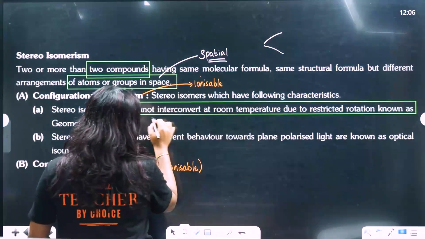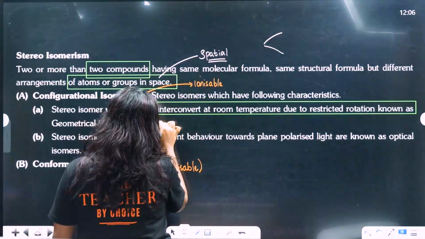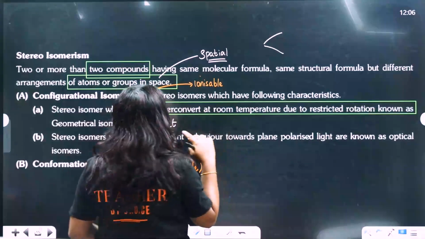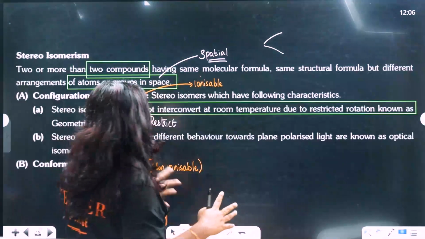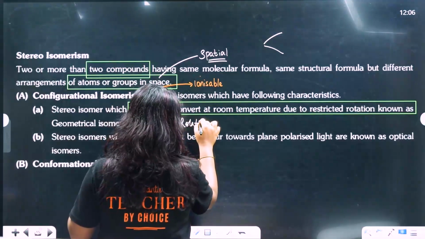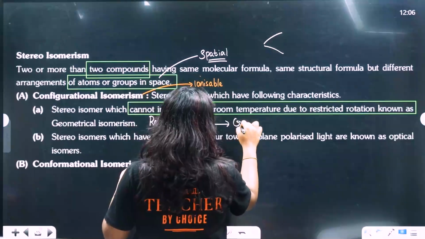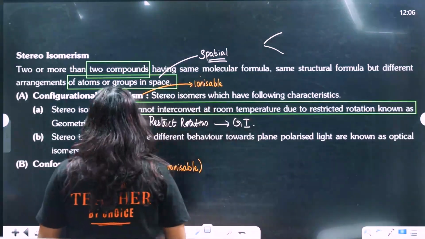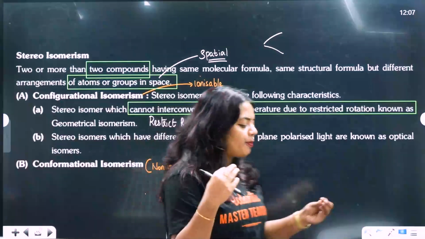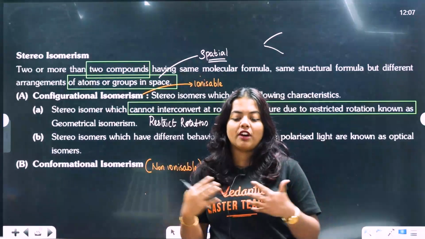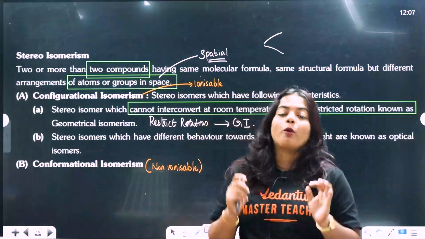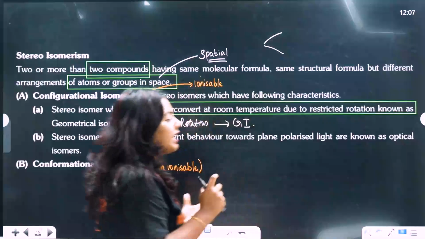Rotation is there, restrict rotation is not there, sorry. They cannot be indicated due to the restricted rotation. They are geometrical isomerism. Okay, and in plane polarized light, the stereoisomerism where we look at the character of the compound, that is what we call optical activity or optical isomerism.